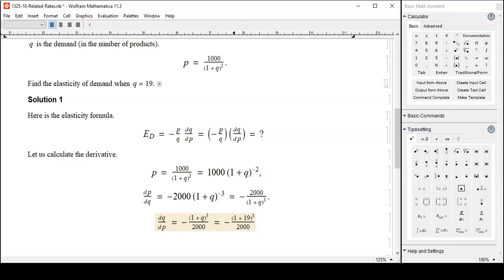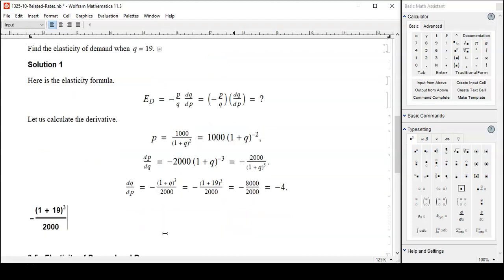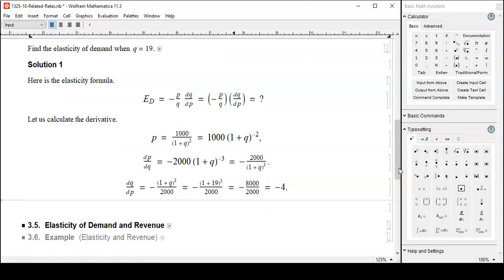Am I doing it right? 1 plus 19 to the third power. So 20 to the third power. Negative of 8,000 over 2,000 was therefore. Did I do this right? Or am I missing a 0 or something? Yeah, that's right. So, okay, all right.